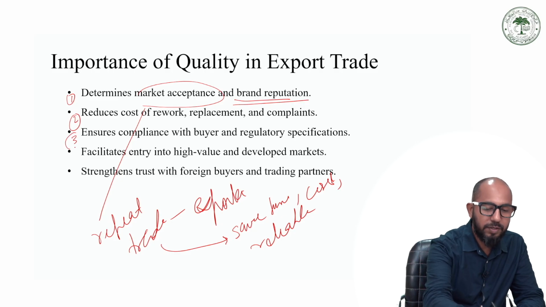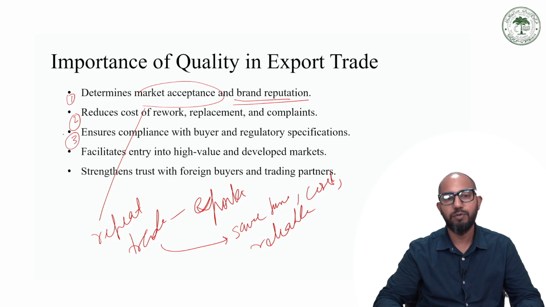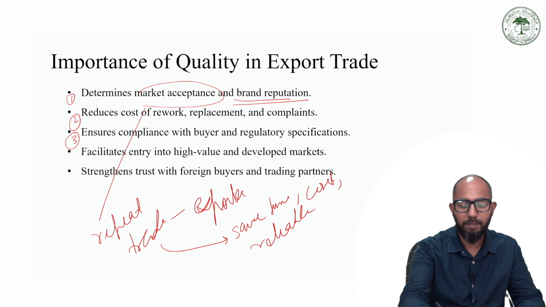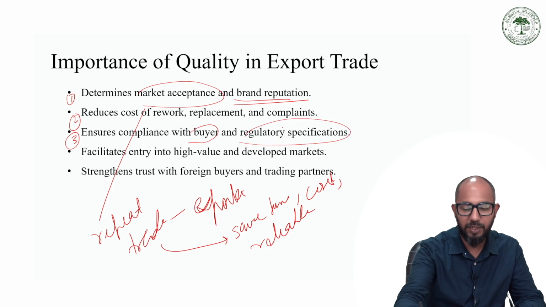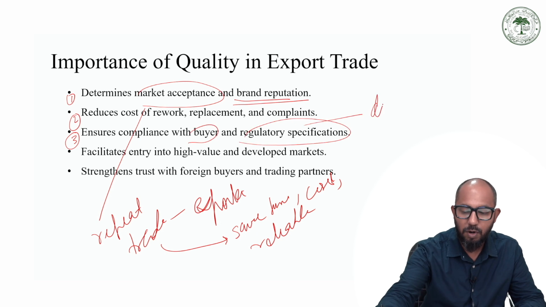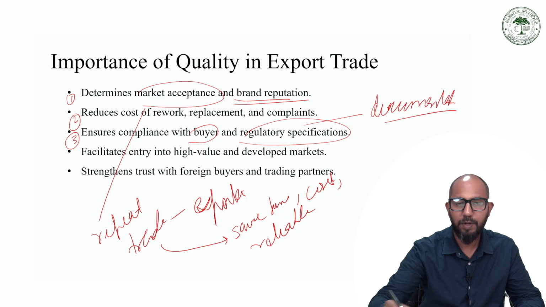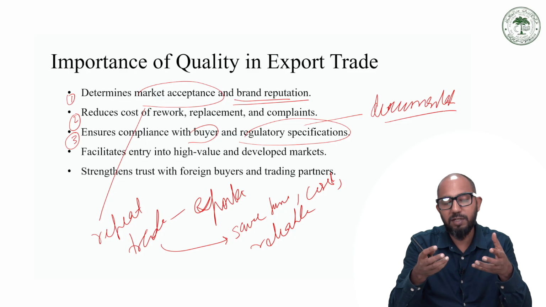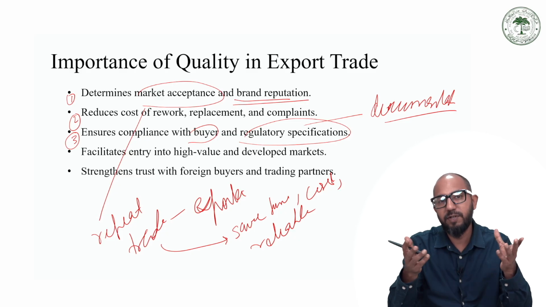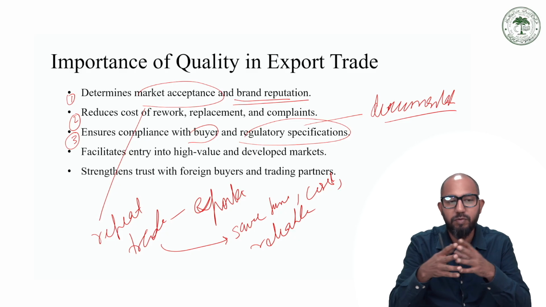The third point is that export trade ensures compliance with buyer and regulatory specifications. It is also very important to understand that buyer and regulatory specifications are part of documentation, because with respect to certain specific types of goods, the specifications are very clear as per the rules.